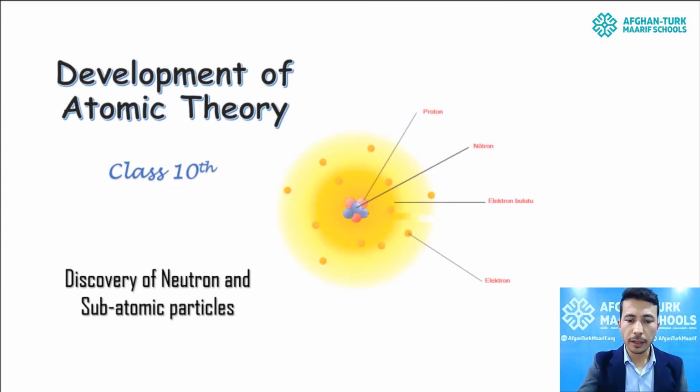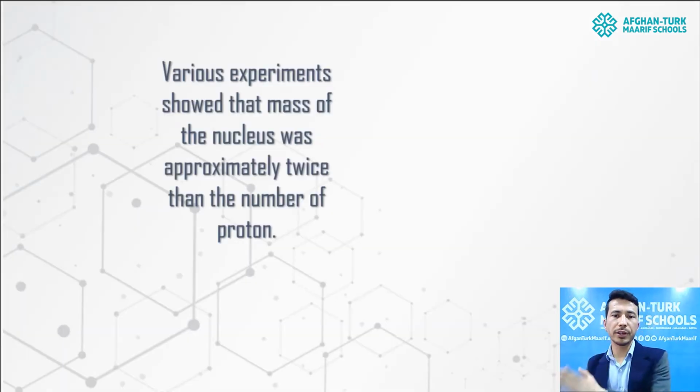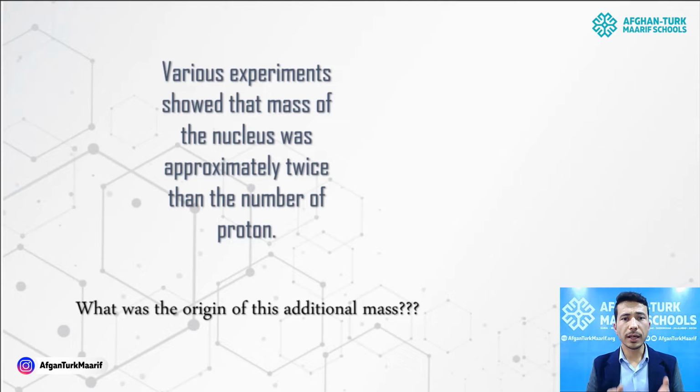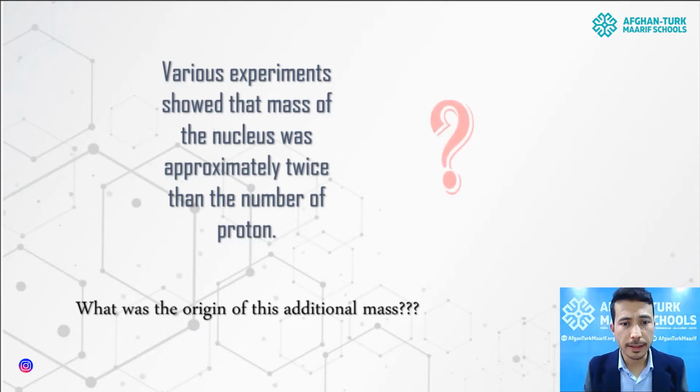As you remember, in our previous lessons we have studied about Dalton and Thomson, and then we studied about Rutherford and a brief introduction of Bohr's atomic model. And students, electron and proton are discovered until now, and right now we are going to study about the discovery of neutron. Various experiments showed that the nucleus had twice the mass of the number of protons, but no one knew what is the origin of this additional mass. There was a question.